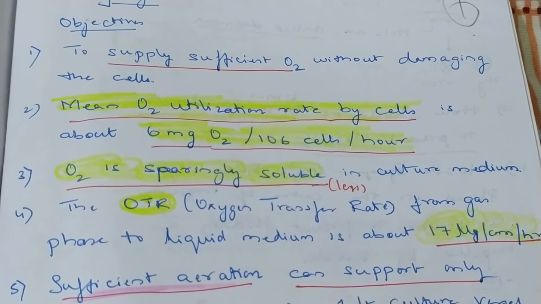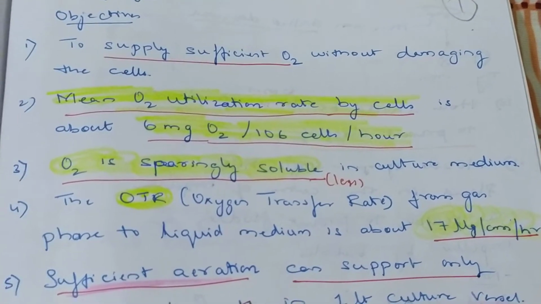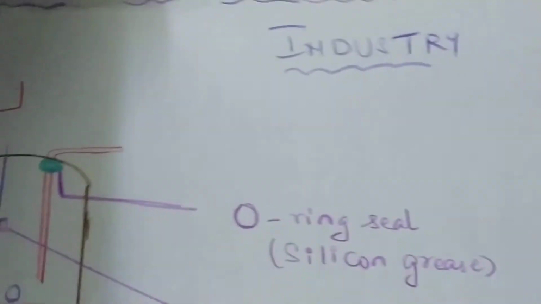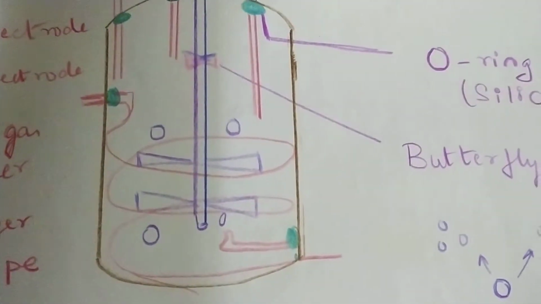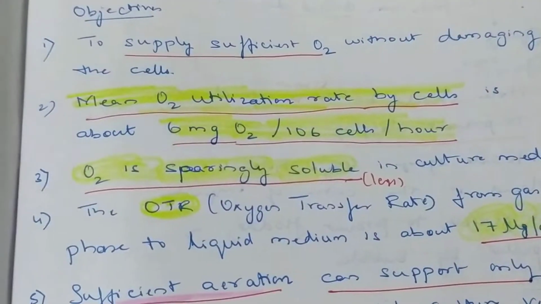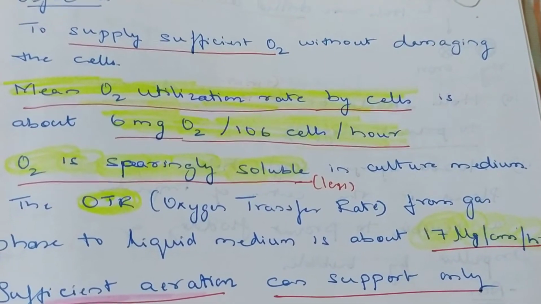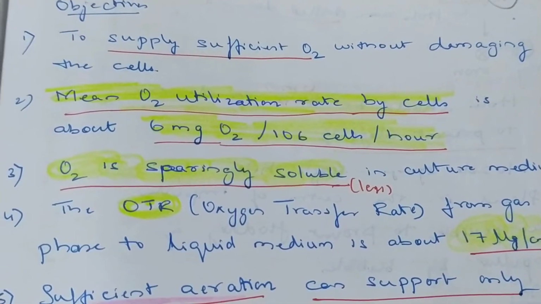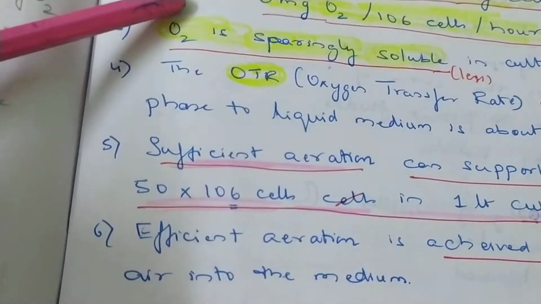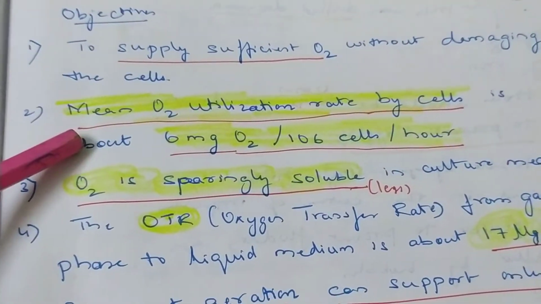The supply of air is given. Sterile air, of course, sterile air bubbles. Got it? So this is what I was telling you. The sterile air bubbles are given in the bioreactor. So how much oxygen rate should be there? Like, the mean oxygen utilization rate by cells is 6 milligrams of oxygen per 10^6 cells per hour.